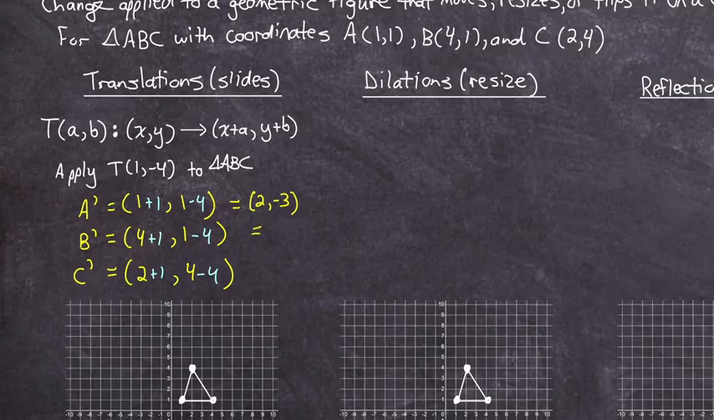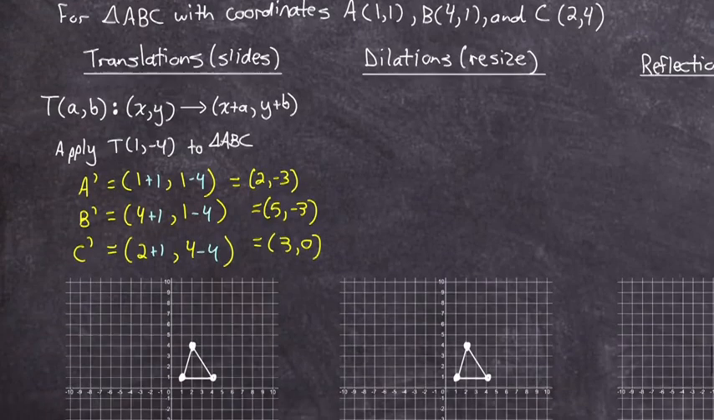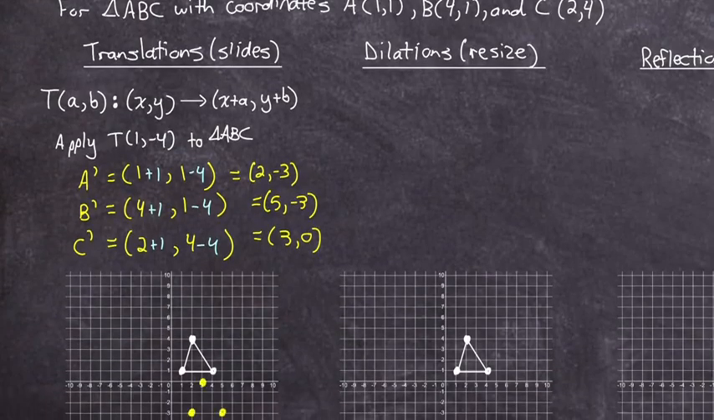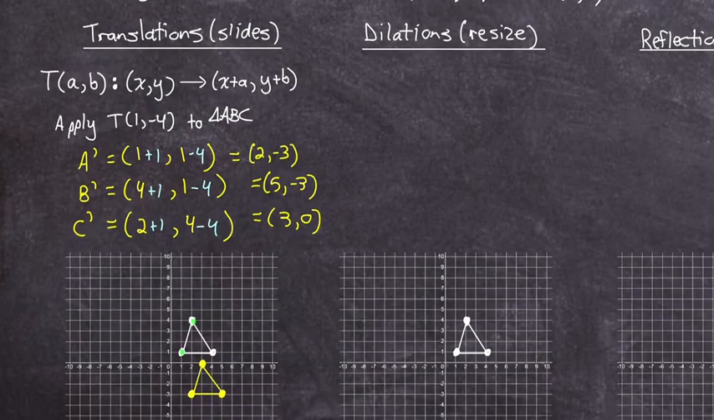B prime would be (5, -3). And C prime would be (3, 0). Then if I plot those points on my grid and connect them to form the triangle, we get our translated triangle. All of the points that make up this shape have just been shifted 1 unit to the right and then 4 units down.